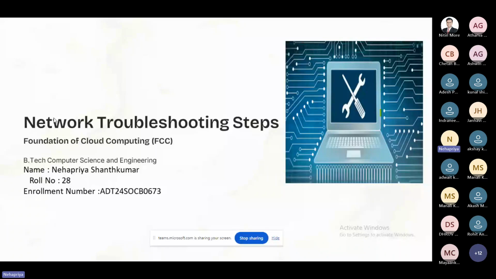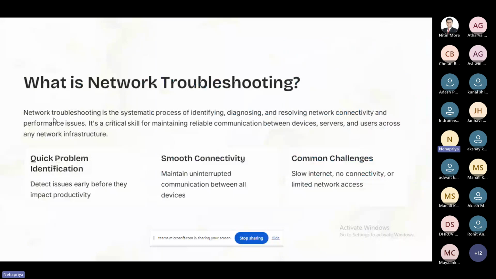Let us see the steps. Okay, before that, let us see what is network troubleshooting. It is a systematic process of identifying, analyzing, and resolving network problems.